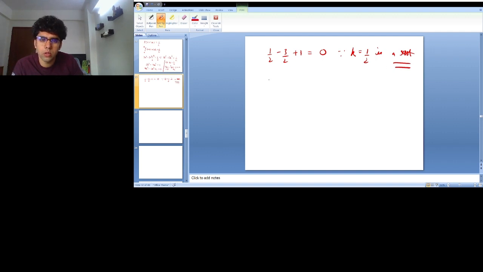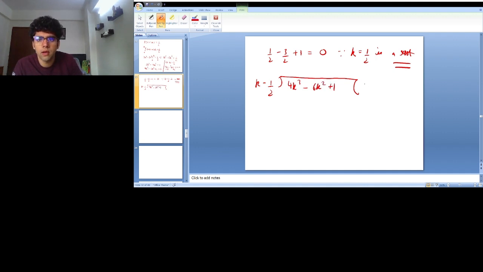Now I can stop here also, but let me just check the other roots. We don't know if our other roots will be lying between 0 and 1 or not. I don't think so, but let's just check. So my first root was half, so applying long division, my expression becomes k minus half, and my expression was 4k cube minus 6k square plus 1.